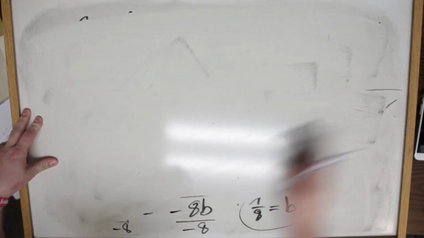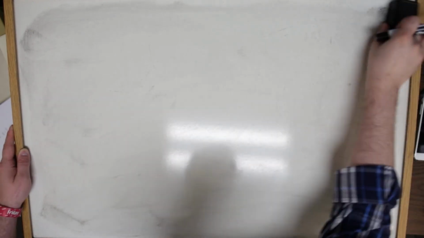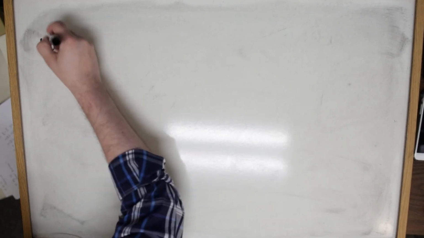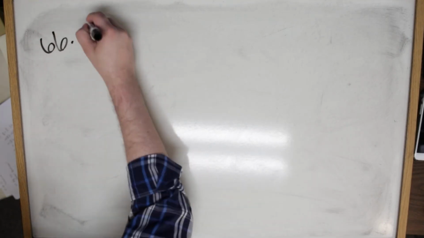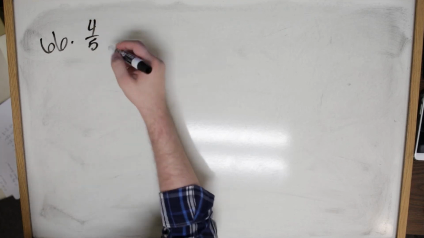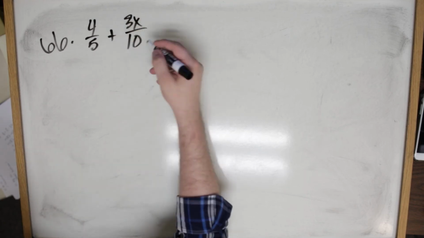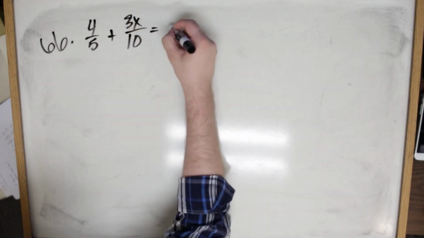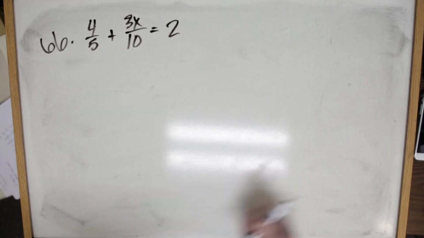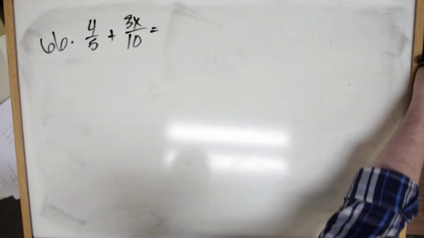I'm going to show you again just another example so you can see how hopefully this won't be super complicated, but fractions always get everybody. They always have a tendency of messing with people's heads. All right, let's do 66. 66 is 4/5 plus 3x over 10 is equal to, whoops, 1/2, sorry. It's equal to 1/2.